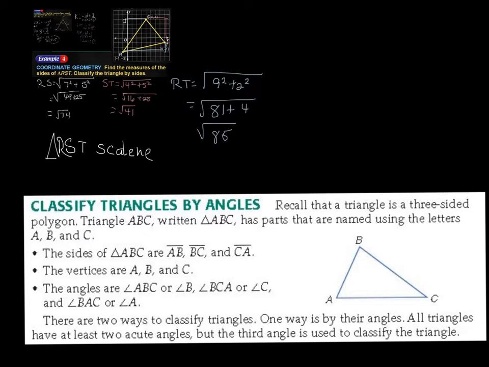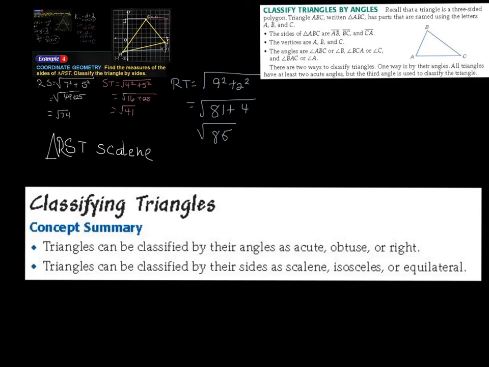Okay, so yes, a triangle is a three-sided polygon. Triangle ABC is written triangle ABC and has parts that are named using letters A, B, and C, capital letters. The sides of triangle ABC are segment AB, segment BC, and segment CA. The vertices are A, B, and C, and the angles can either be named using 3 letters with the vertex in the middle or just 1. And summing up our ways of classifying triangles, they can either be classified by their angles as acute, obtuse, or right, or classified by their sides as scalene, isosceles, or equilateral.